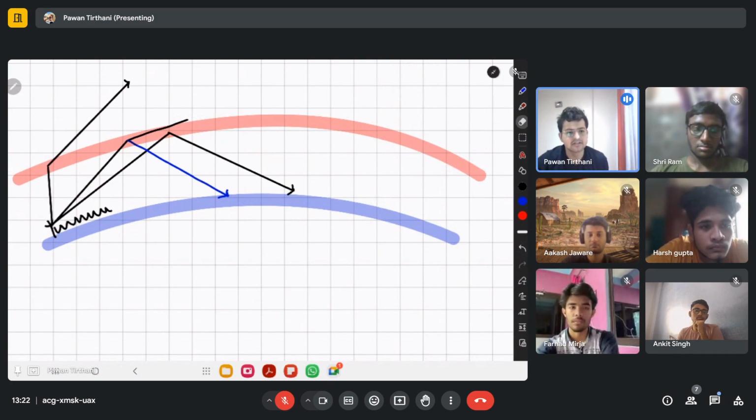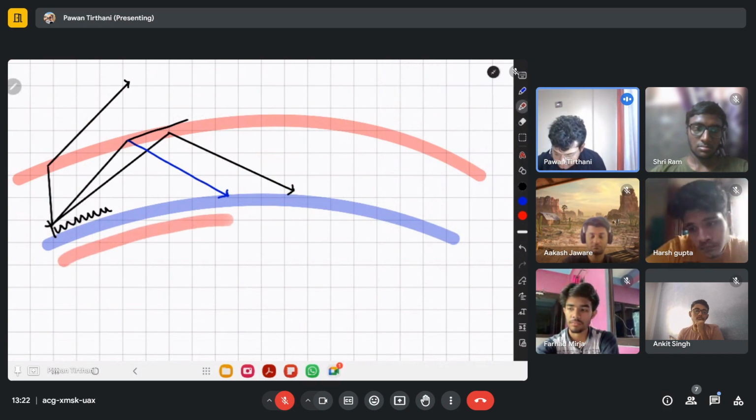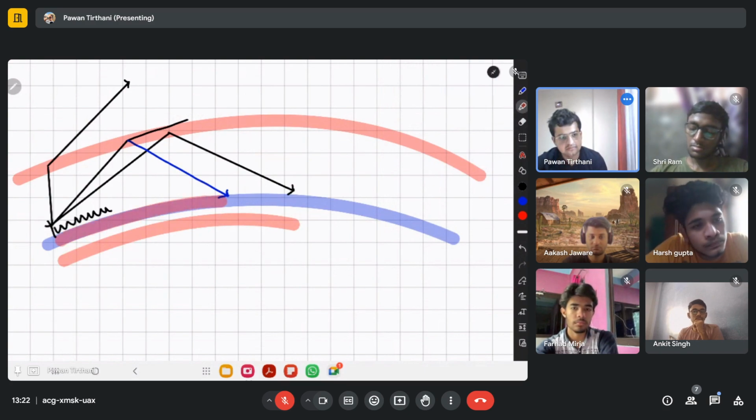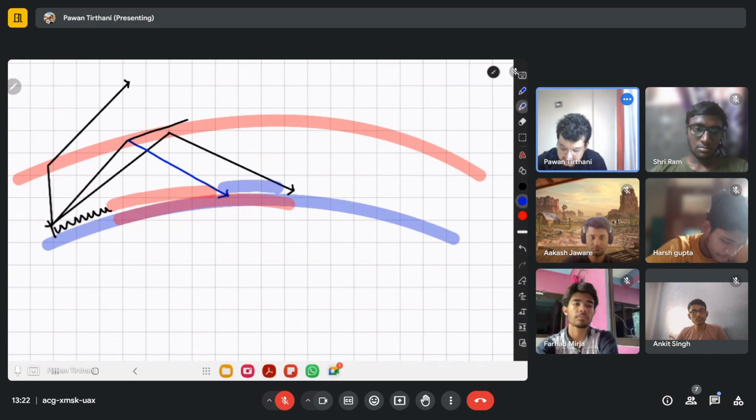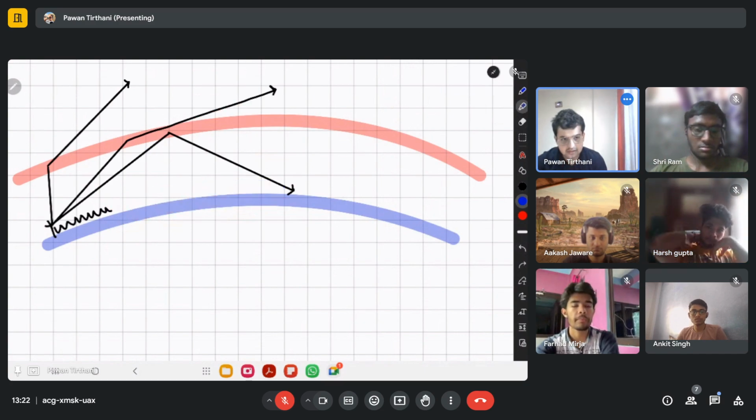If the ionosphere is strong, what happened? The skip distance, which was earlier this much, now became this much. The dead space, which was earlier this much, now became this much. And it has decreased only from this end, from the receiving end. Understood?